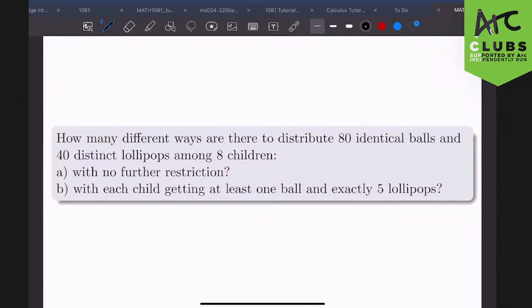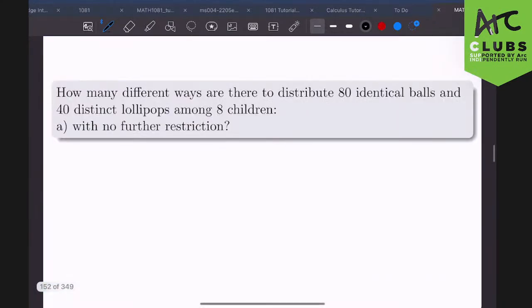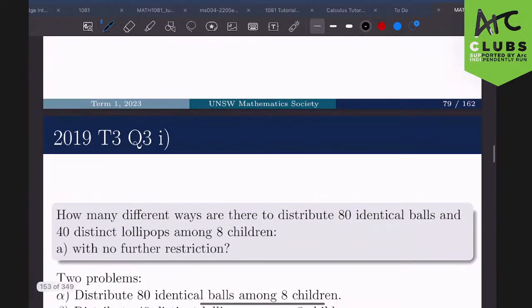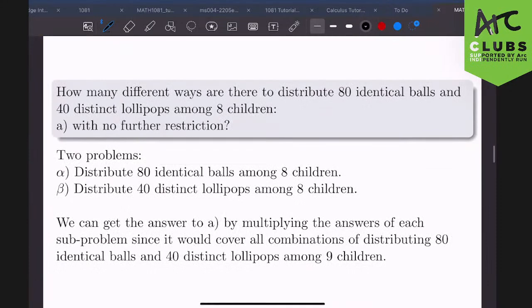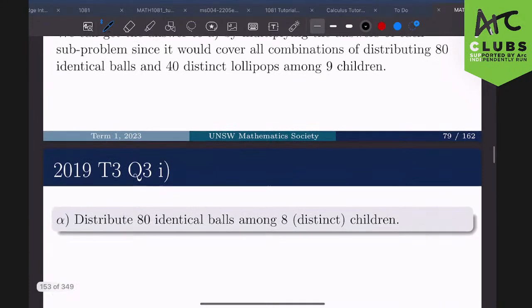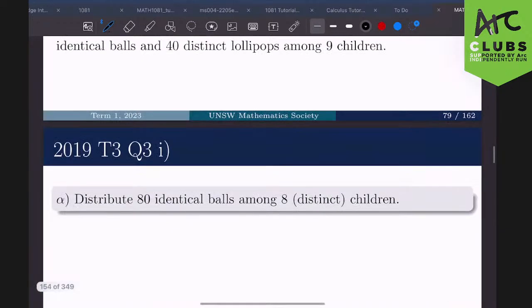And now we're moving into the real perms and coms. So when you try to break down the question where possible, there's no need to try and do it all at the same time. So we just created these 2 sub-problems, right? We're going to first find 80 identical and 8 children, and then we'll find 40 distinct and 8 children.